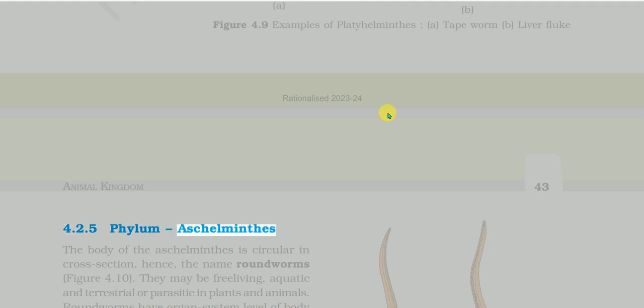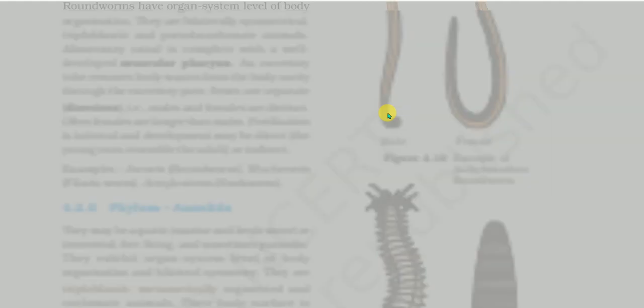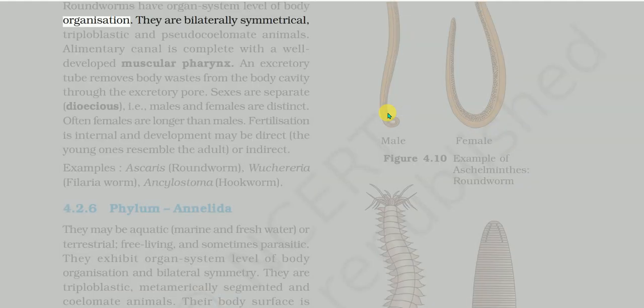4.2.5 Phylum Aschelminthes. The body of the aschelminths is circular in cross-section, hence the name roundworms, figure 4.10. They may be free-living, aquatic and terrestrial or parasitic in plants and animals. Roundworms have organ system level of body organization. They are bilaterally symmetrical, triploblastic and pseudocoelomate animals.